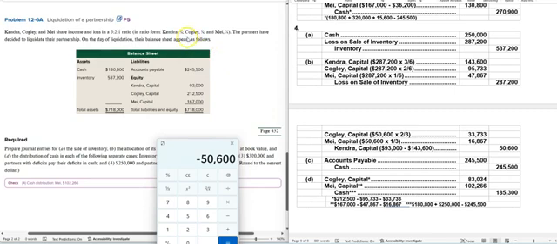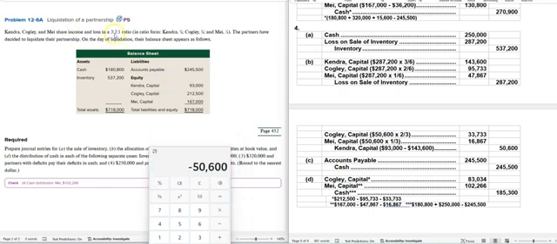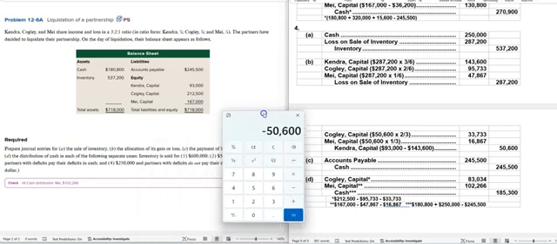Of the two capital partners, 2/3 will come from Cogley and 1/3 will come from Mai. And that is based off of their income sharing. Those two together have a ratio of 2-to-1. So 2/3 to Cogley, 1/3 to Mai. All right, so what has happened now is Kendra's account is back to zero, having absorbed that deficit by the other two owners.